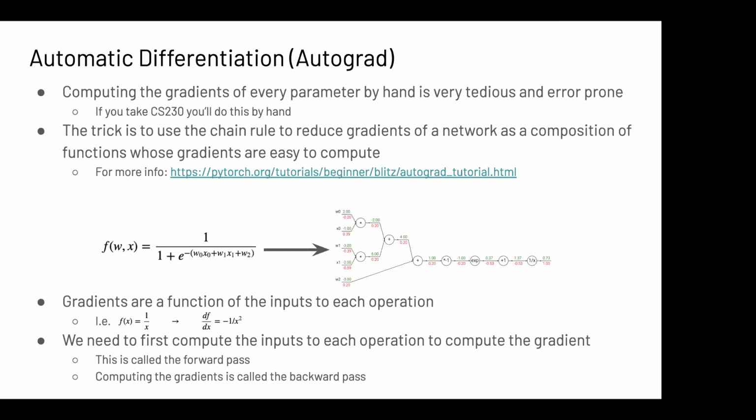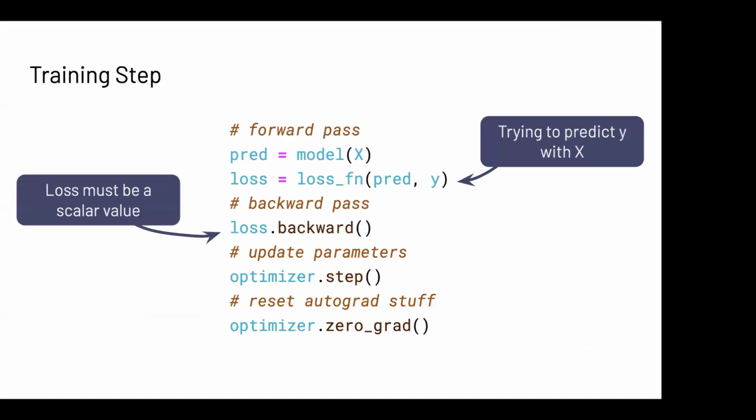One question you might be having is, well, why do we have to compute the outputs first? So this is called the forward pass. And the reason we have the forward pass is because gradients are a function of the input to each operation. And so we need to actually store those inputs in order to compute the gradient. So what we do is we first compute all the way through, we take the inputs to the model and we get the output and compute the loss. And then we can work our way backwards, so we're building up the gradients that way. And so these are called the forward and backward passes. Are there any questions about that?